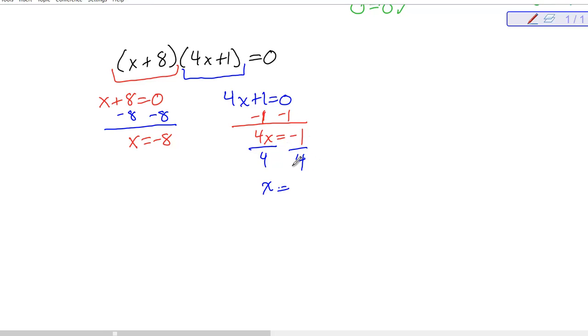And then negative 1 divided by 4 leaves me with a negative 1/4. And again, I can plug both of these answers in, same way I did just a moment ago, to check to make sure that I solved it correctly. So my answers would be x equal negative 8 and a negative 1/4 for this particular problem.